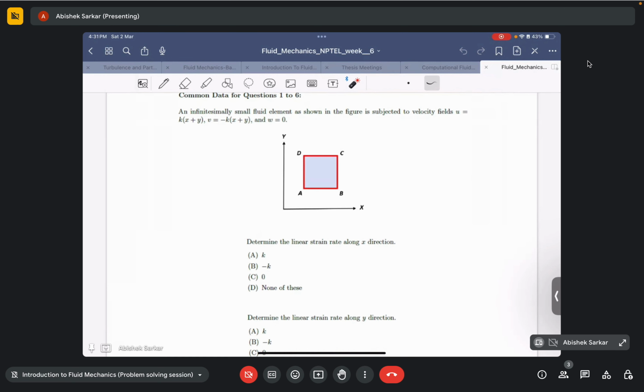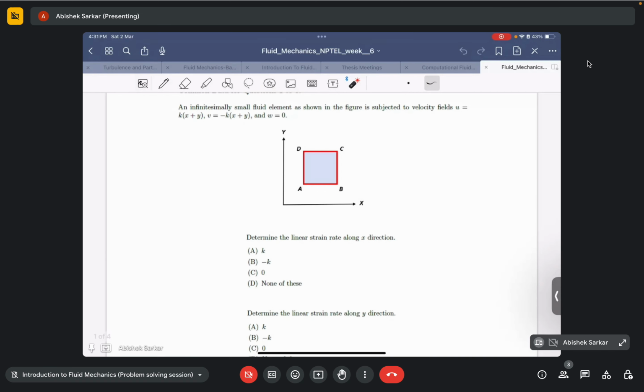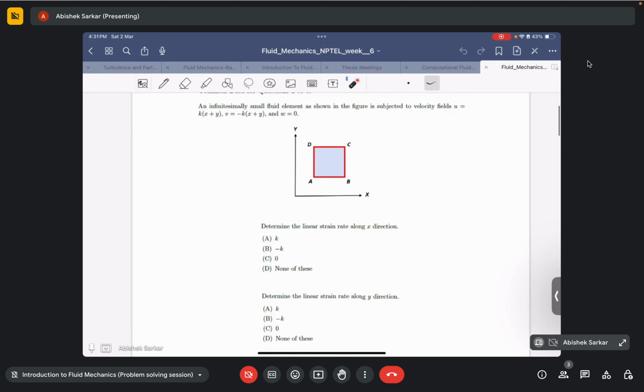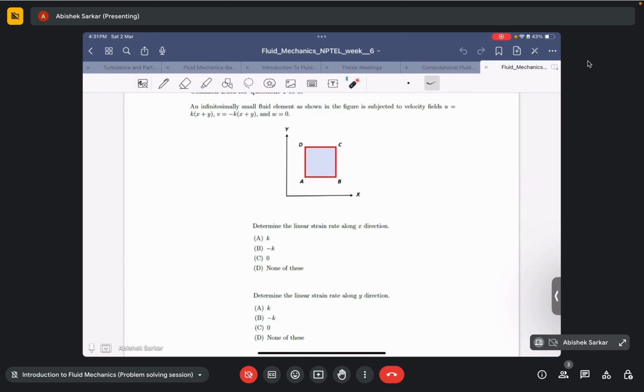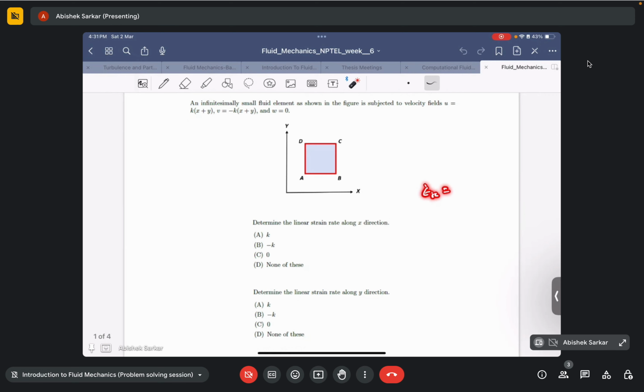So the first question is very simple again. An infinitesimally small fluid element as shown in the figure is subjected to velocity fields u is equal to kx plus y, v is equal to minus kx plus y, and w is equal to 0. From this expression you can clearly see that the flow is 2D, because the z component of velocity is 0. The first question is to determine the linear strain rate along the x direction. So you need to find epsilon dot x, that is equal to dou u by dou x.